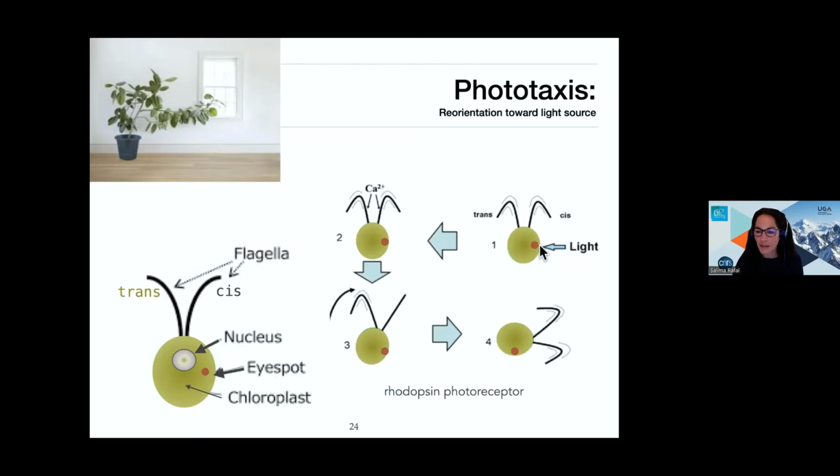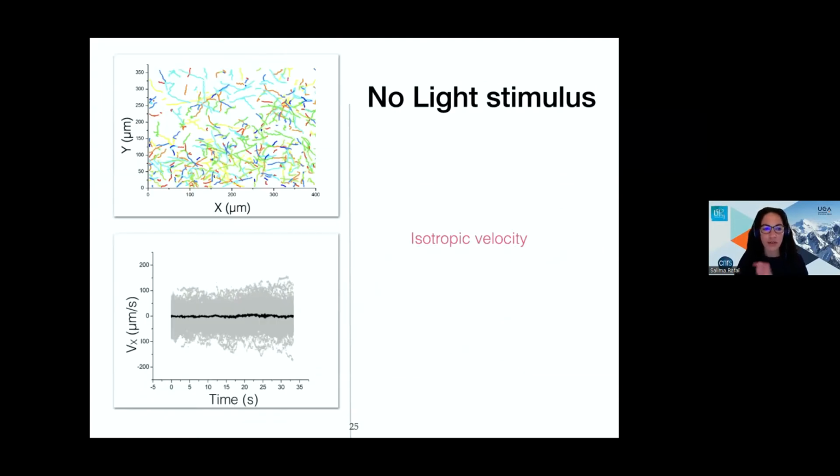Let's say when light is detected on a side, a biochemical cascade occurs in the cell that results in a stiffness, let's say, on the cis flagellum that is close to the eye. The other one will still rotate, and this results in the orientation of the cell toward the light. So this is phototaxis. You can characterize this by measuring the microscopic trajectories of the cells.